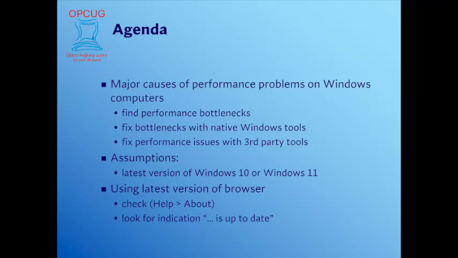The assumption is that you're going to be on the latest version of Windows 10 and 11, and I guess before very long I'm going to have to change that to only Windows 11 as Windows 10 falls off of the support bandwagon from Microsoft. I am also assuming the latest version of the browser. No reason why you wouldn't be on the latest version of the browser for security reasons, if nothing else. You can always go onto any browser and do Help, About, and look for some kind of indication saying that you're up to date or that the browser is being updated.